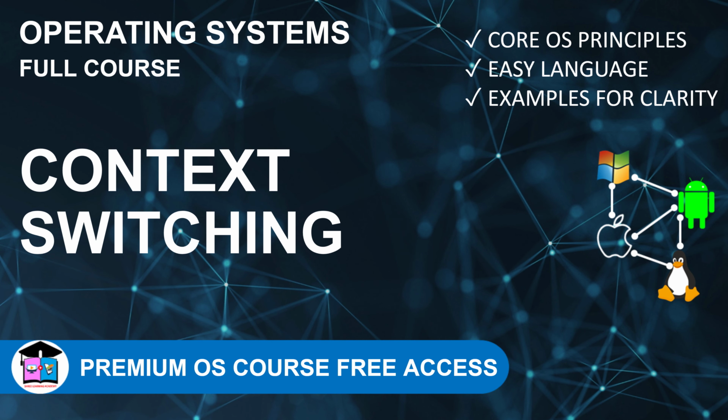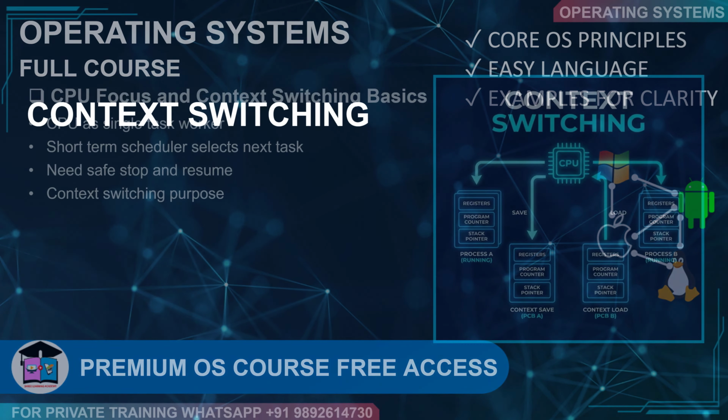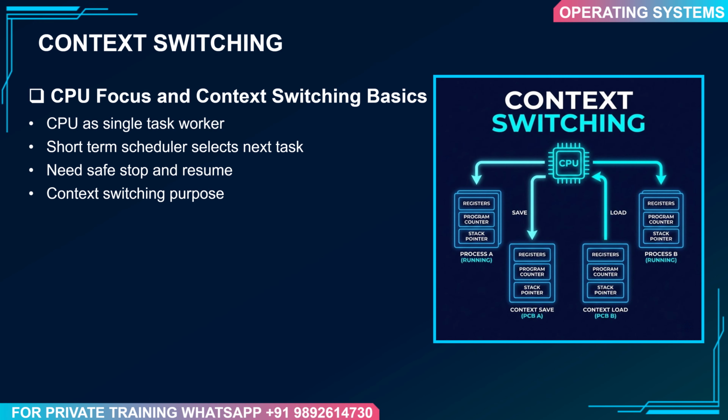Let's simplify context switching. Think of the CPU as a very focused worker who can only concentrate on one task at a time. The short term scheduler, which we just studied, keeps telling this worker which task to focus on next. But simply telling the CPU to run another process is not enough. The CPU needs very specific information to stop safely and resume later. That safe stopping and resuming is exactly what context switching is about.